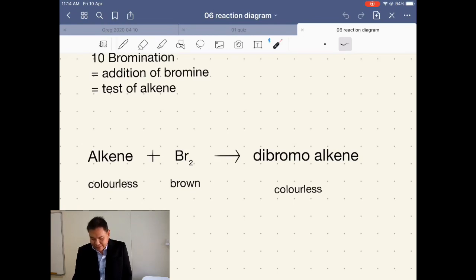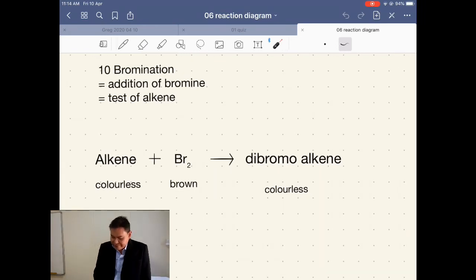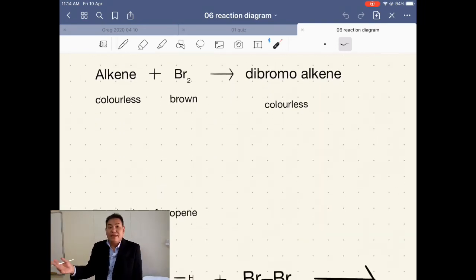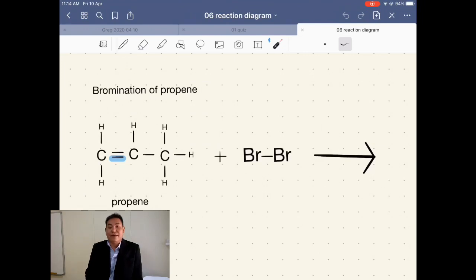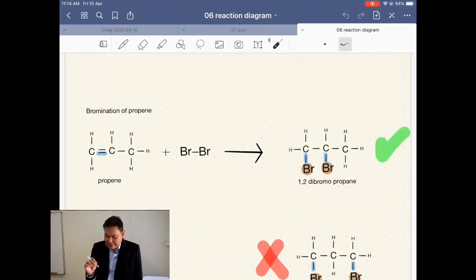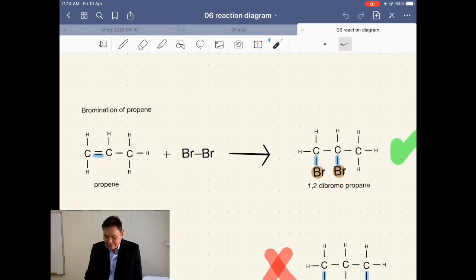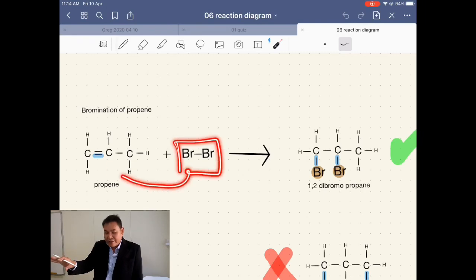This is the example. Yeah. Bromination of propene. Propene has a double bond. I marked that with blue color. One of the bonds in the double bond. You add bromine, and the bromine will open up this double bond, and the two bromine atoms will stay with the propene, which turns it into 1,2-dibromopropane. So this is the reaction.